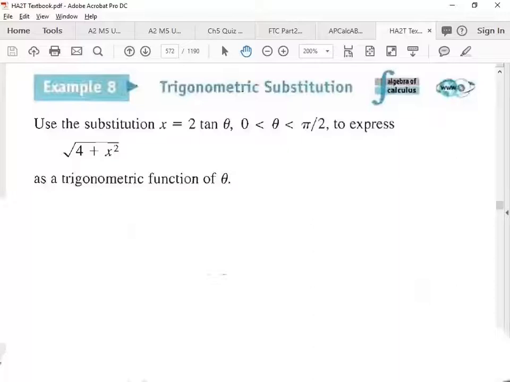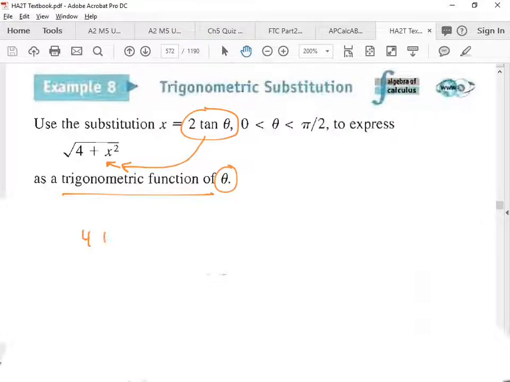Let's get nerdy. All right, so here we're going to substitute in stuff for x. It says write it as a trigonometric function of theta. Okay, so that means we have no more x. X, you're gone. What are we going to do with that x? We're going to take this and plug it into the x. Okay, so let's see what we get.